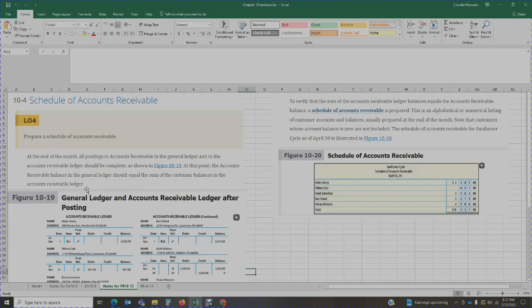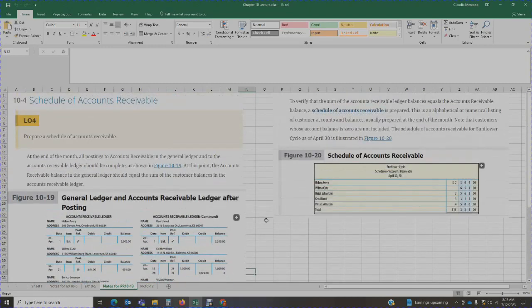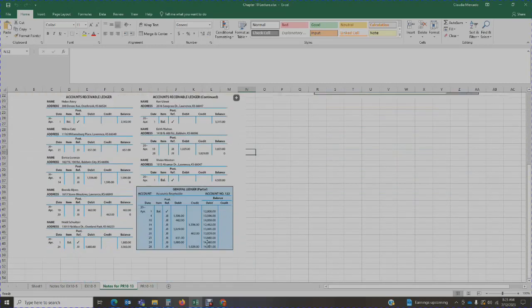Let's simplify it. What happens is we post transactions into a journal. Once we post the transactions into the journal, we transfer all of those transactions into the specific general ledgers. So we have one general ledger that is our accounts receivable general ledger. This is an example of it. So in this example, we have accounts receivable.